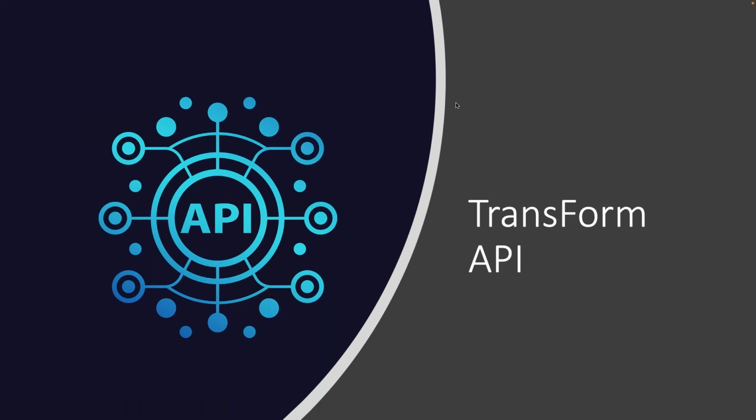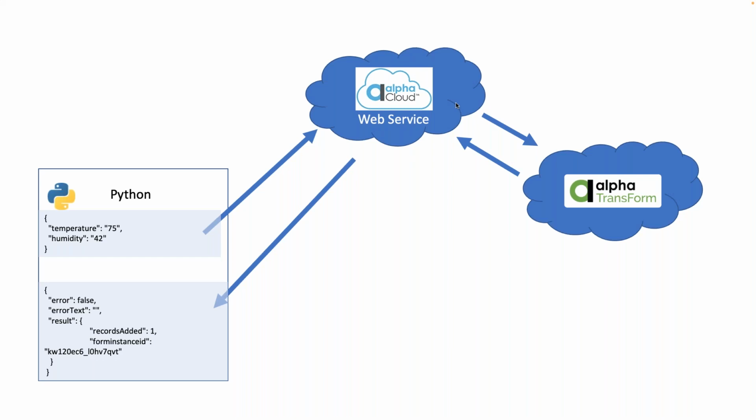In some examples that I've done before, I talked about setting up Transform for an IoT, or Internet of Things, application. I think I've got that on the next slide. Yep, we had Transform take something from a Raspberry Pi, a very small computer with some sensors attached to it, that would periodically send up some information over to Alpha Transform. It did it by going first through a web service that we had created in the Alpha Cloud.